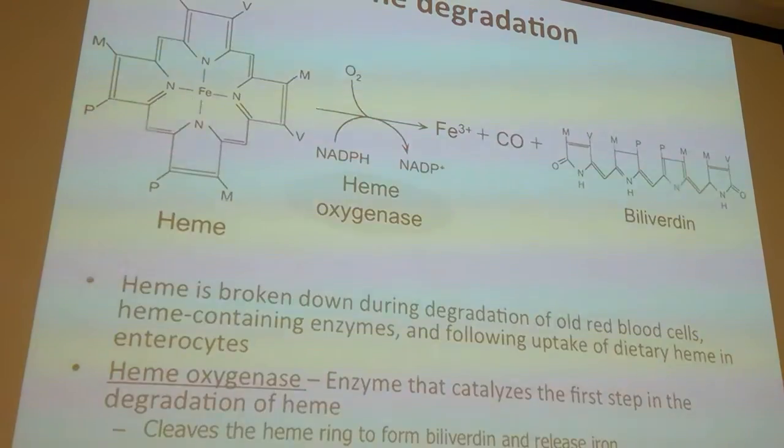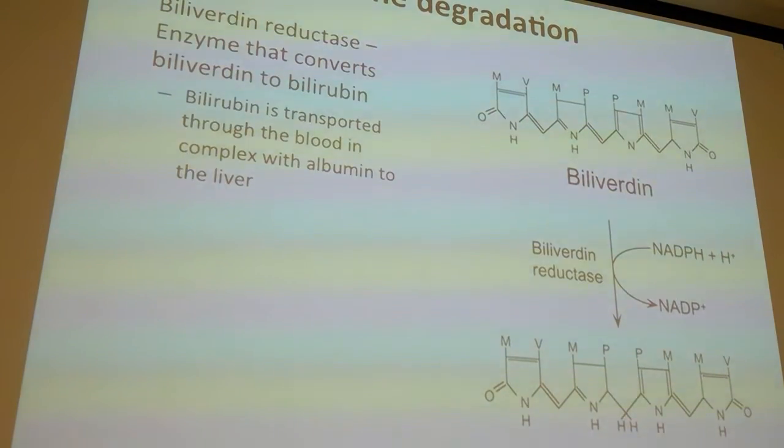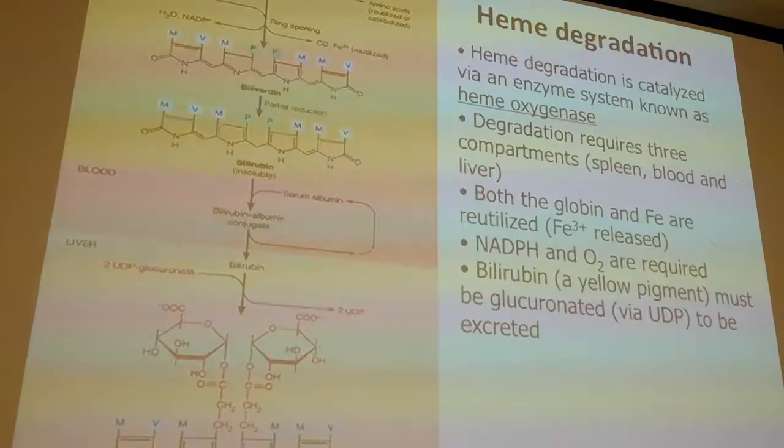Interestingly, these different breakdown products have different colors. Heme is kind of red, biliverdin is more like green, and bilirubin is yellow. That's what gives rise to the changing color of your bruise. When you first get a bruise, it might look more purple, but then it turns yellowish. This is all related to the breakdown of heme into biliverdin and bilirubin, which have different colors.